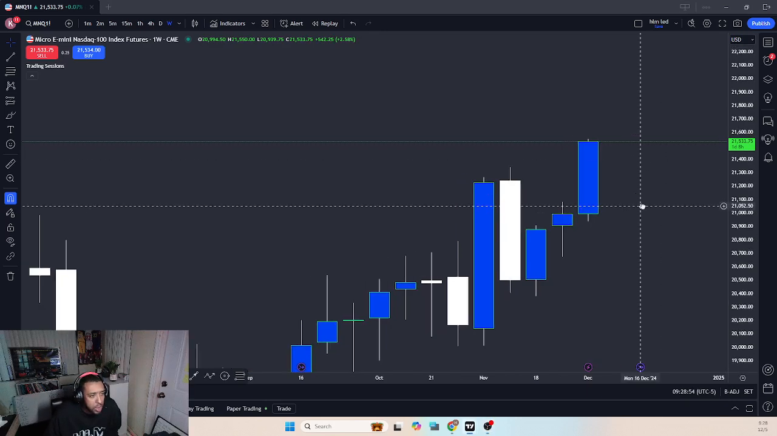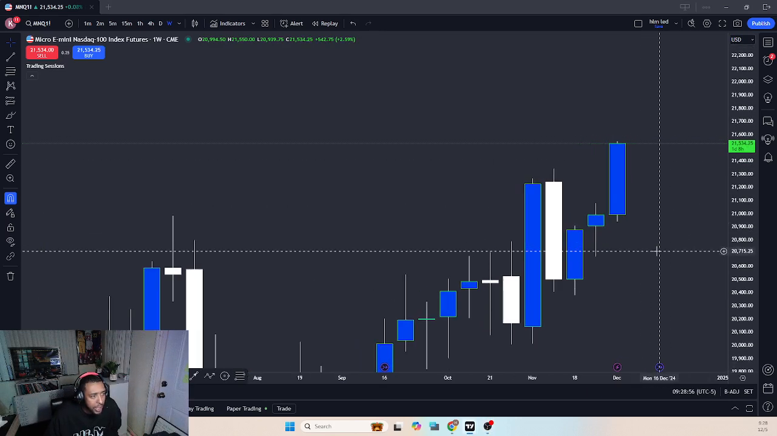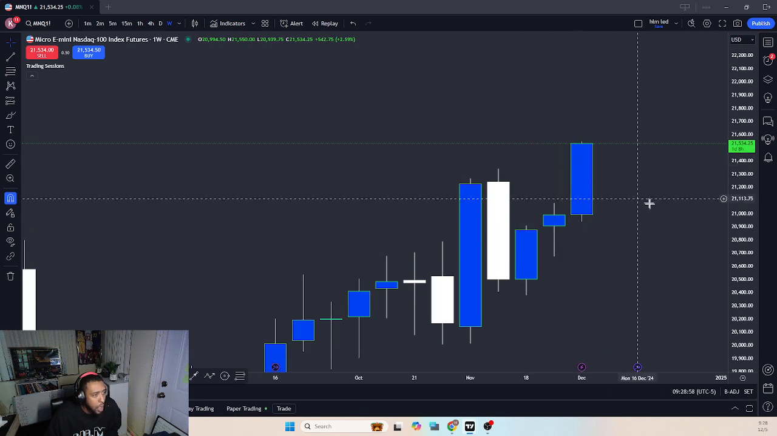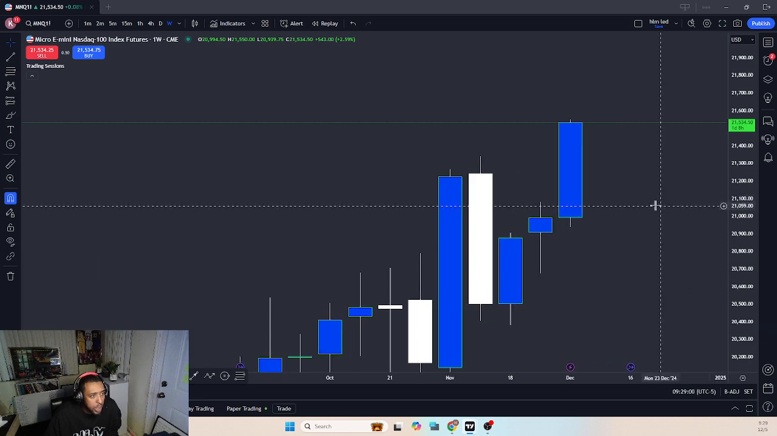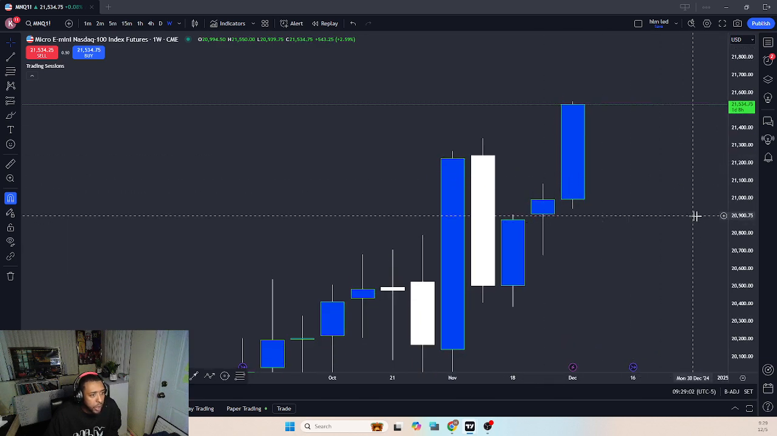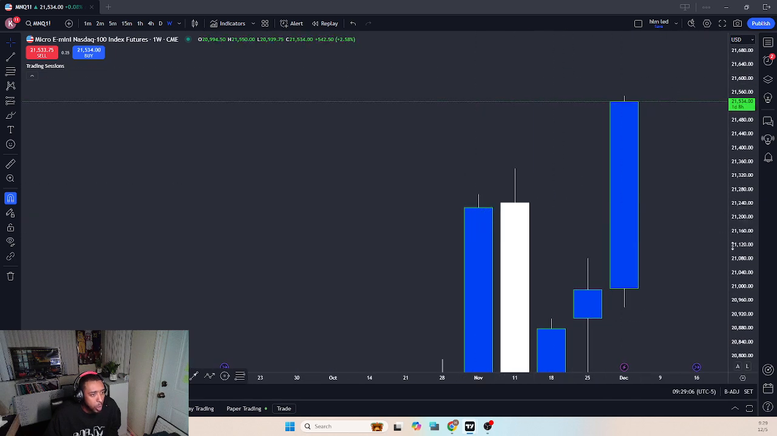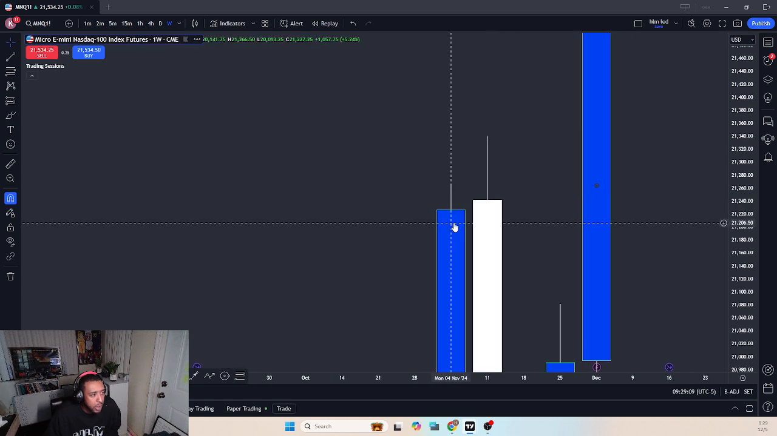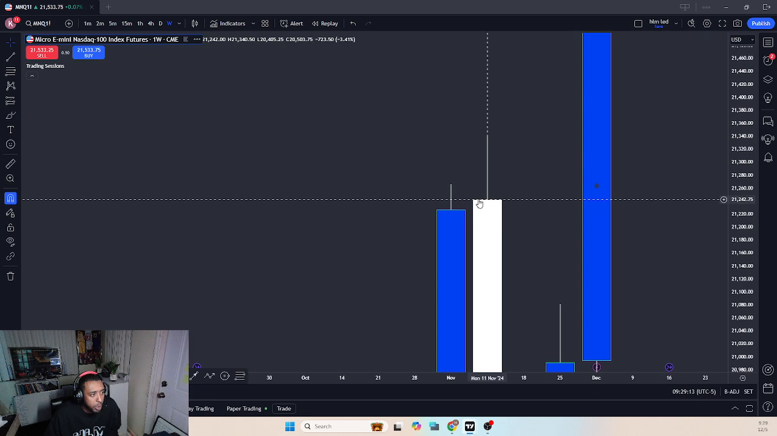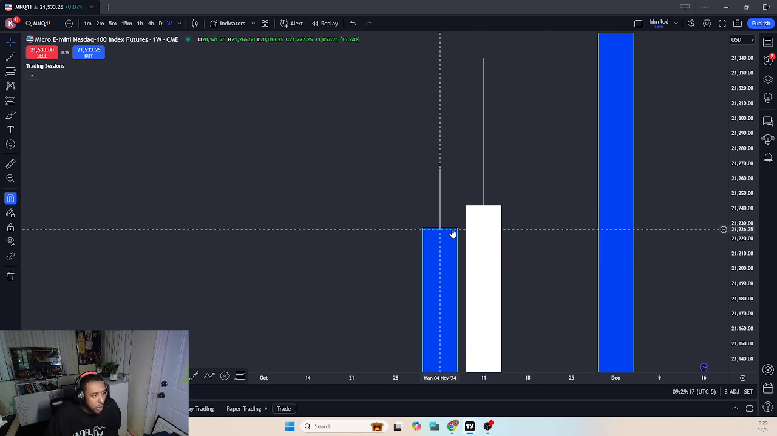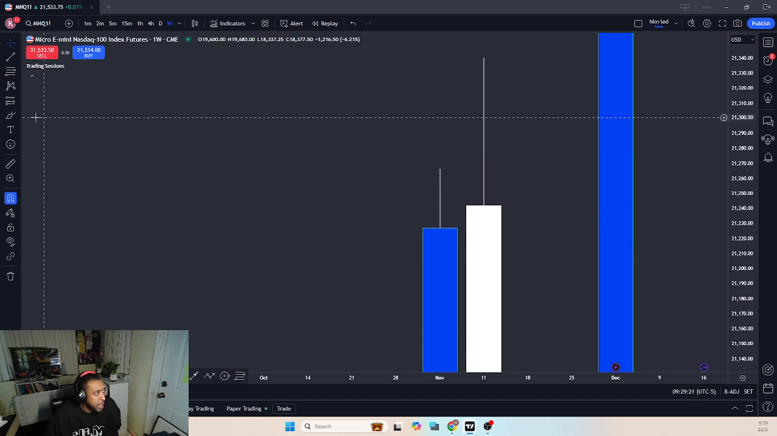So the first thing I usually do when I want to start my analysis is look at the weekly chart. I'm looking for new week opening gaps. So this is a new week opening gap. Basically, when the bullish candle closes here and it opens up here, in between from here to here, it's a new week opening gap.